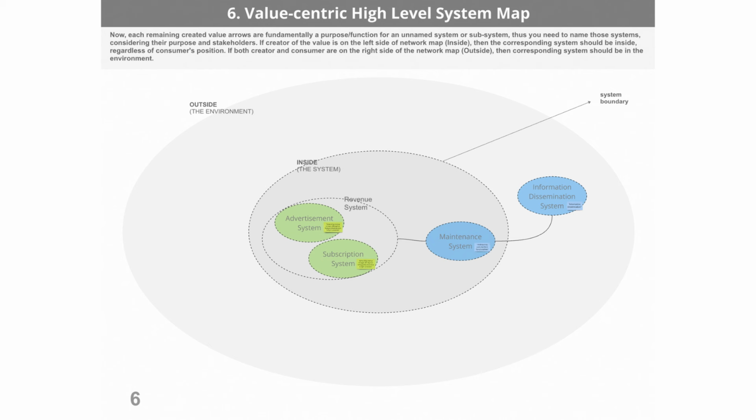After you name systems and create connections between them, you will have a high-level system map with defined borders, their purposes, and stakeholders based on the value context, which gives you the bigger picture about both immediate environment and the extended environment. So let's go back to our understanding algorithm.